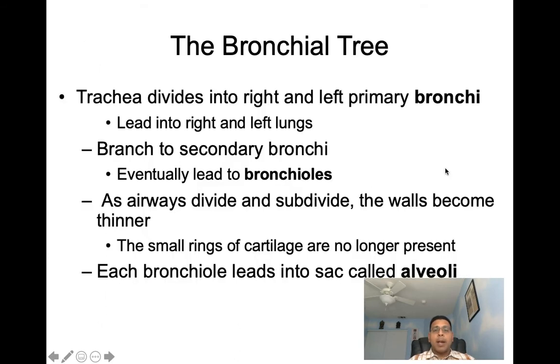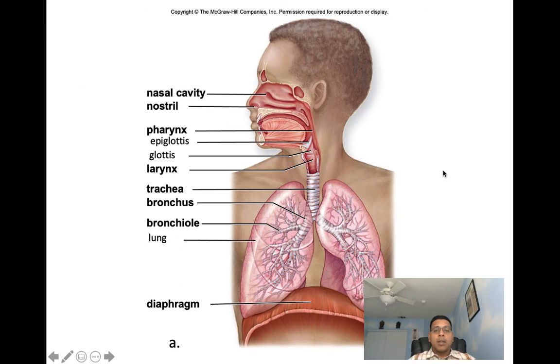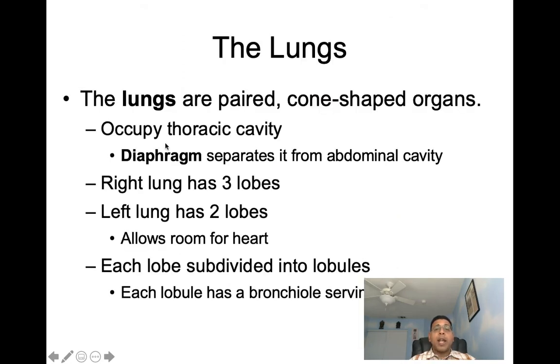So next, let's talk about our lungs. The lungs are found as a pair. We have two of them, the right and the left. They're described as cone-shaped organs that occupy the thoracic cavity. They're seated on top of the diaphragm. The diaphragm is a muscle that separates the abdominal cavity from the thoracic cavity. It separates the two cavities from one another.